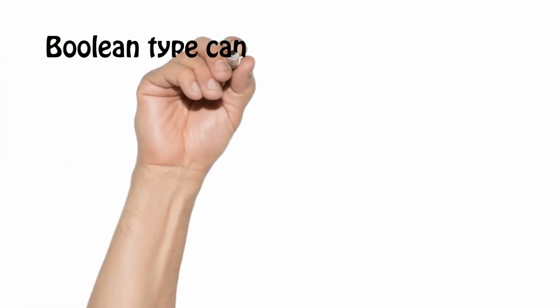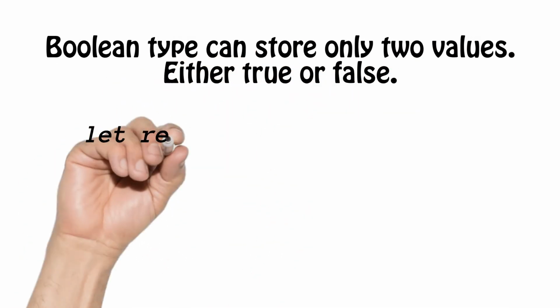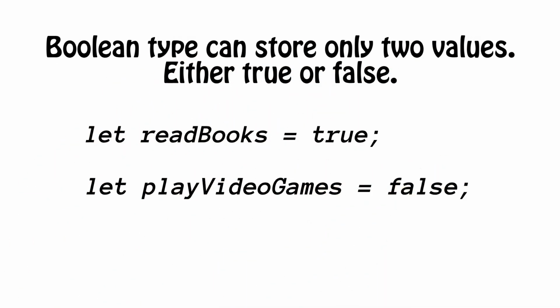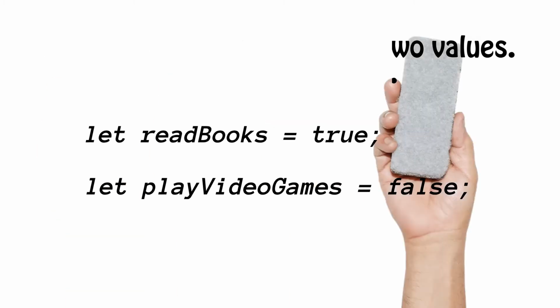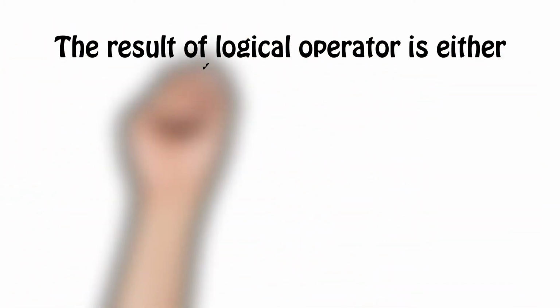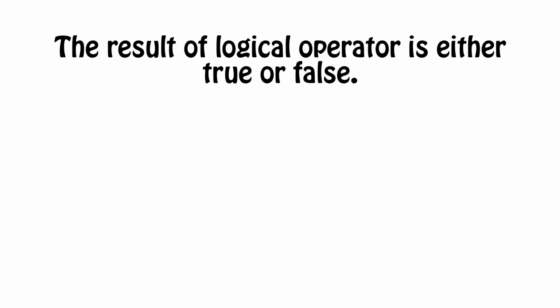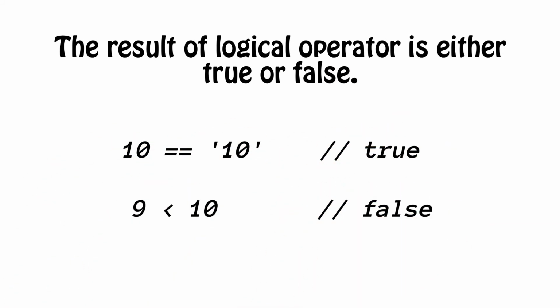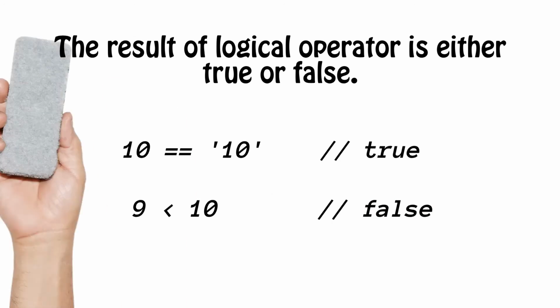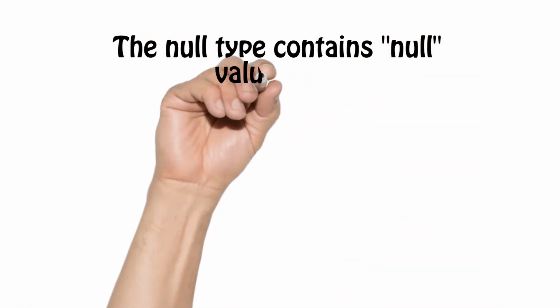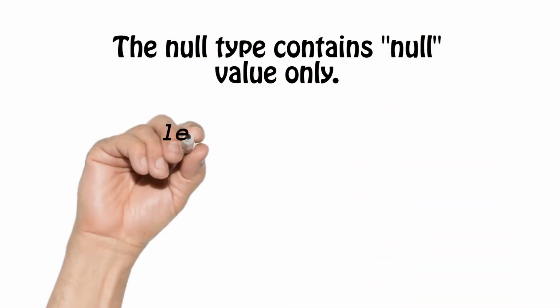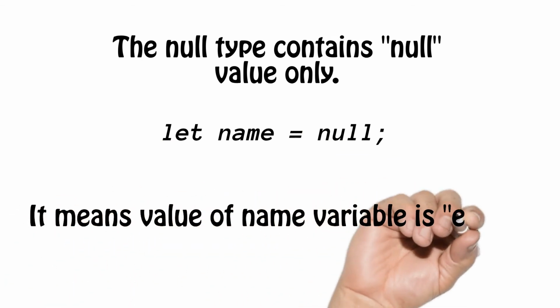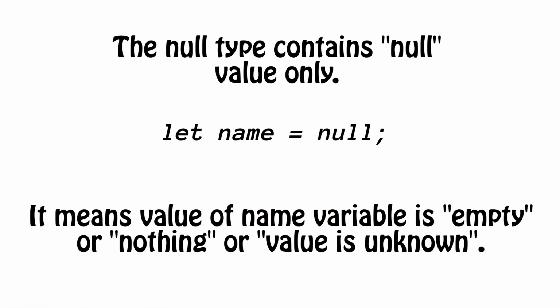Boolean. The Boolean data type can store only two values. It is either true or false. You can also find this type while comparing values with logical operators. It will always return true or false. Null. The null data type contains the null value only. It means the value assigned to the variable is empty or nothing, or the value of the variable is unknown.